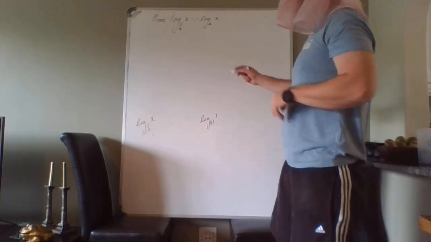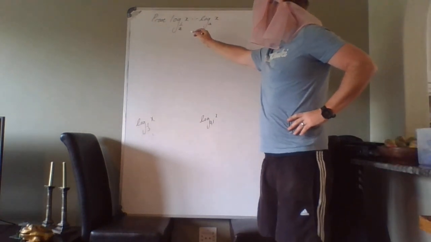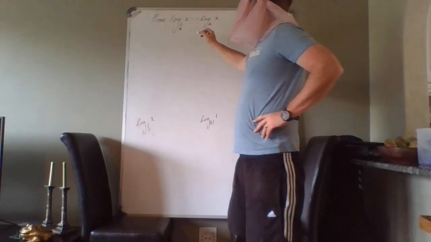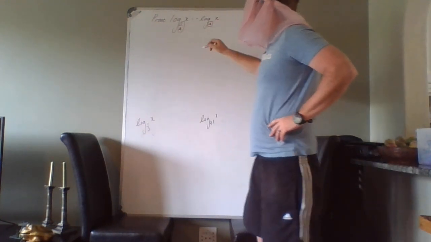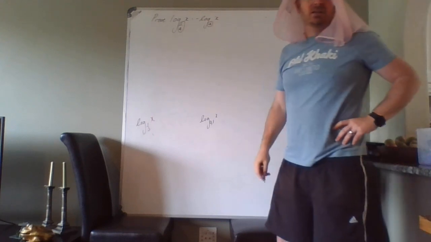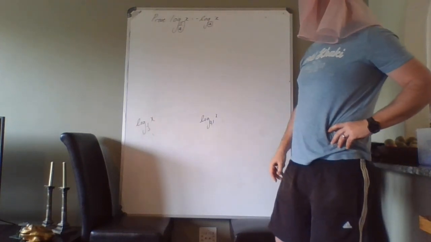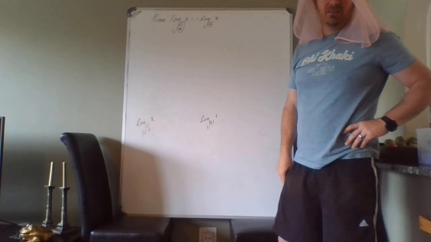The next proof I want you to try is to prove that log x base 1 over a is negative log x base a. So in other words, we want to change a fraction, flip that around, and we've got to put a negative in front. And to do the proof, once again, you're going to use your change of base rule. So give that a try.